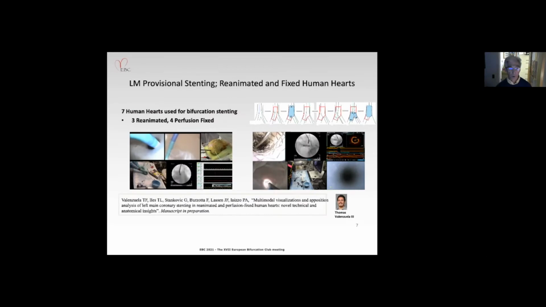So we've used both reanimated hearts and perfusion fixed hearts for a variety of studies as well. So in this study, we looked at a left main provisional stenting. We used 7 human hearts, and basically on the left video, you can see a procedure done in a reanimated heart, and the one on the right is a procedure performed in a fixed human heart. And again, all these hearts are taken afterwards and used for MicroCT studies.